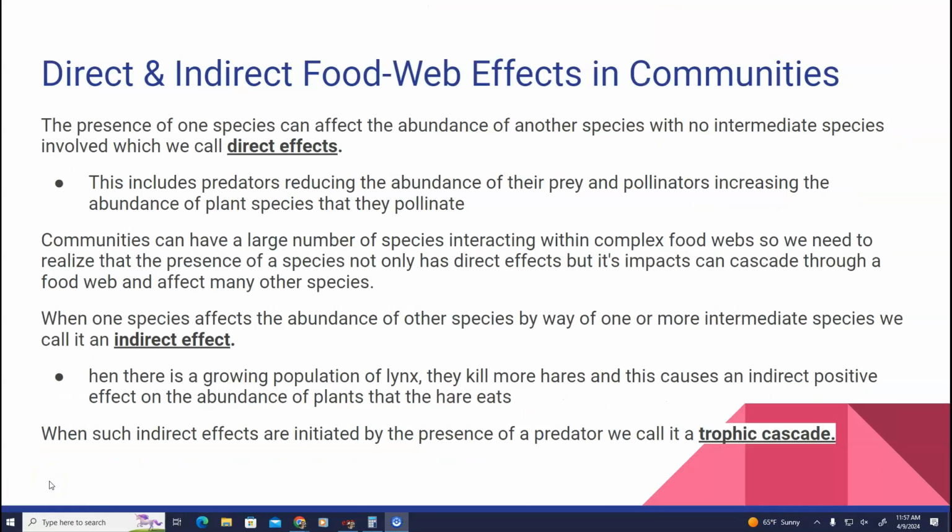So the presence or absence of a species can obviously affect other species within a community. Those effects could be direct effects or they could be indirect effects. The presence of one species can affect the abundance of another species with no intermediate species involved, which we would call a direct effect. Or we could have a species affecting the abundance of other species by way of one or more intermediate species, which we would call an indirect effect. And the examples are here that you can read about.